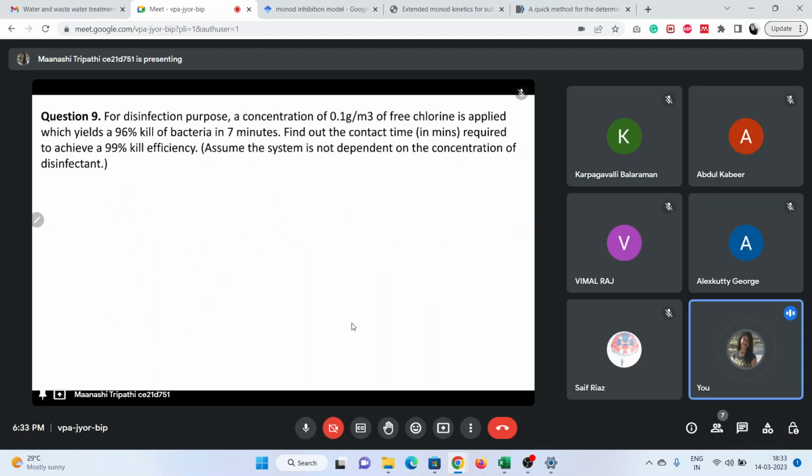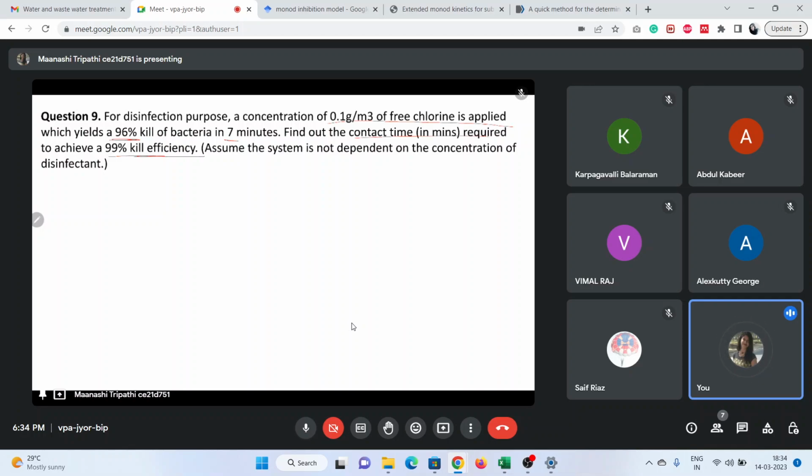One more numerical question. This is based on Chick-Watson law. For disinfection purpose, a concentration of 0.1 gram per meter cube of free chlorine is applied, which yields 96% kill, that too in 7 minutes. First of all, this question is in two parts. Find out the contact time required to achieve 99% kill efficiency. So this is two parts.